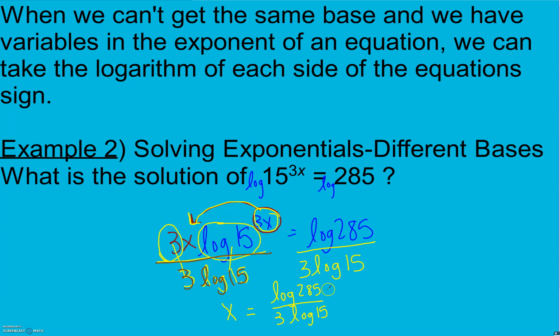To type this in your calculator, you're going to have to make sure you put parentheses around your denominator. So log of 285, parenthesis, divided by parenthesis 3 log 15, double parenthesis there to close your logarithm and your denominator, and you should get approximately 0.6958.